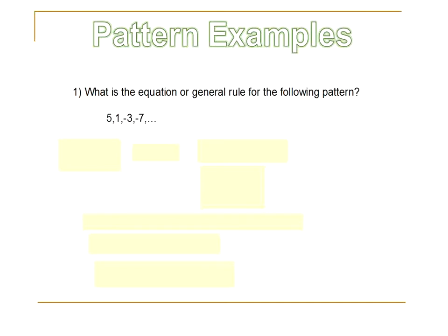So let's take a look at finding the general rule or equation for the following pattern. The first thing I have to recognize is that there is indeed a common difference. And the common difference here is negative 4. Remember what that is: 1 minus 5, negative 3 subtract 1, and negative 7 subtract negative 3. Then I recognize that the first term is the 5, and so I can plug this into my equation.